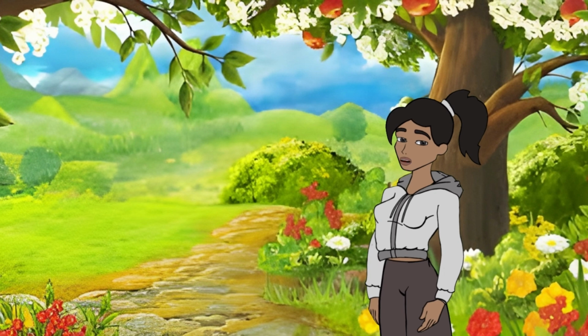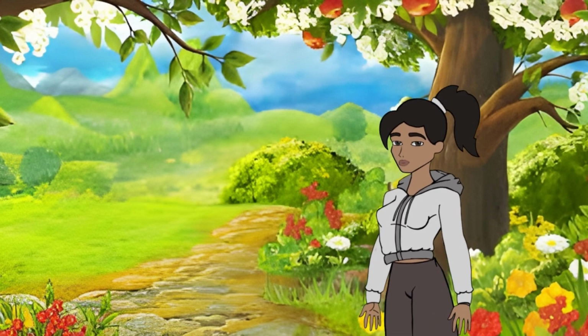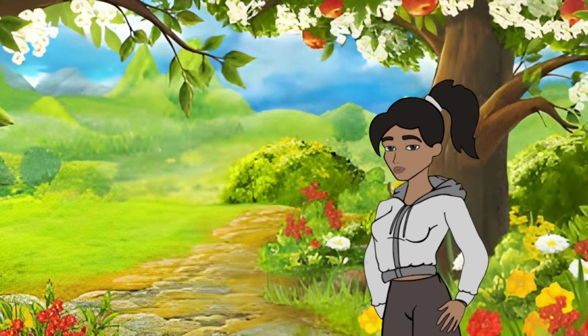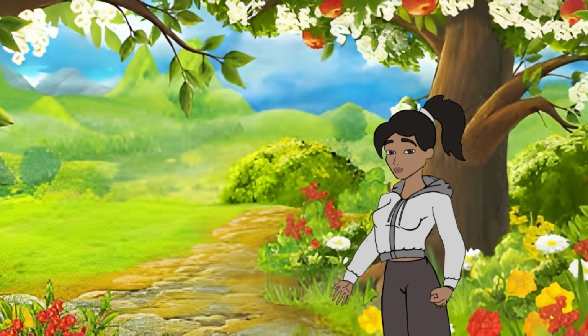Let's try counting from 20 to 11, but this time we'll count backwards, just like we did before. Ready? 20, 19, 18, 17, 16, 15, 14, 13, 12, 11. Great. Now that you've learned both numbers and the alphabet, let's combine them for a bit of fun.